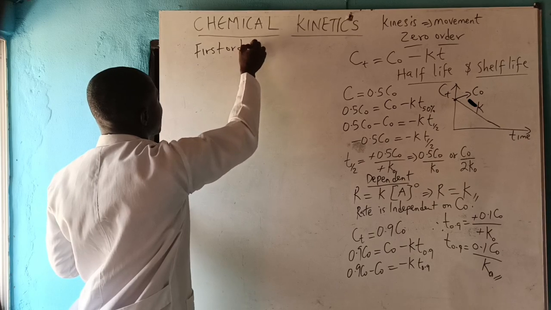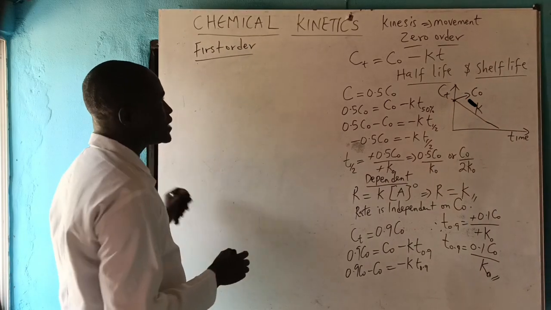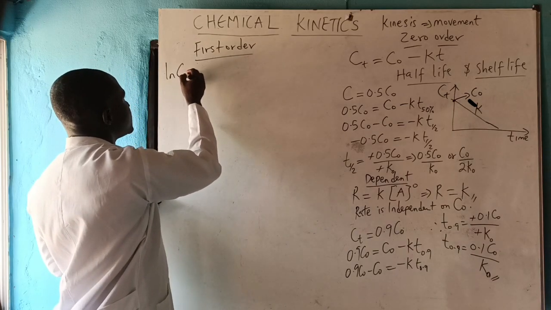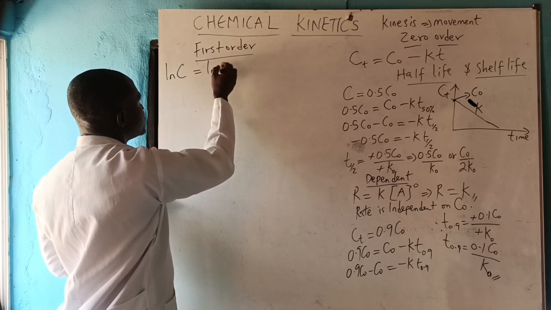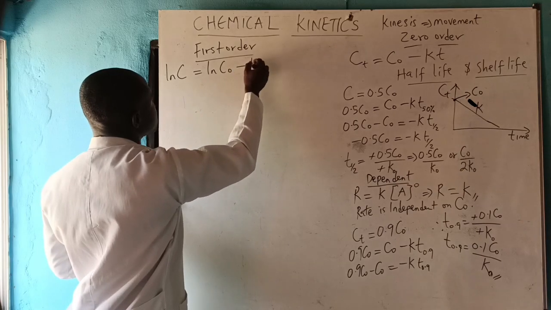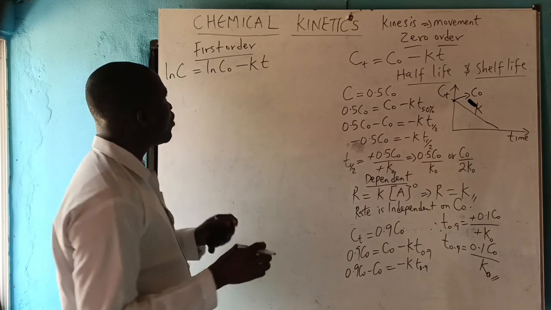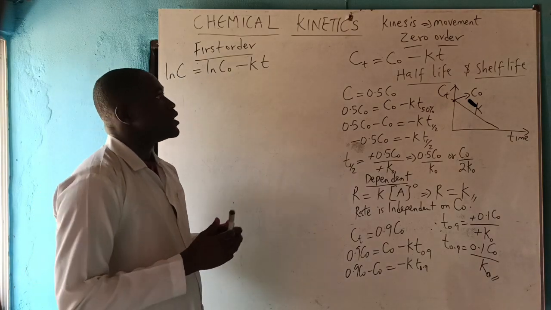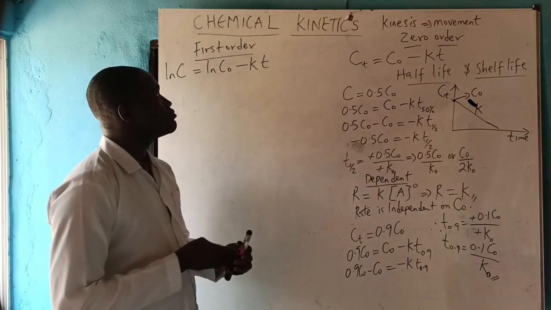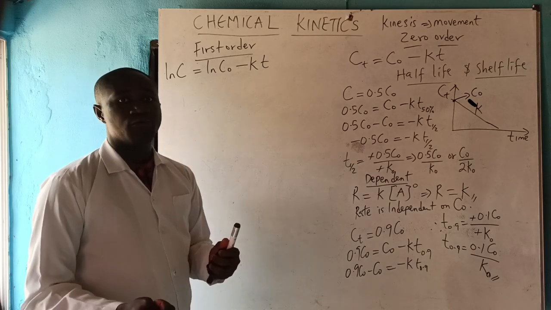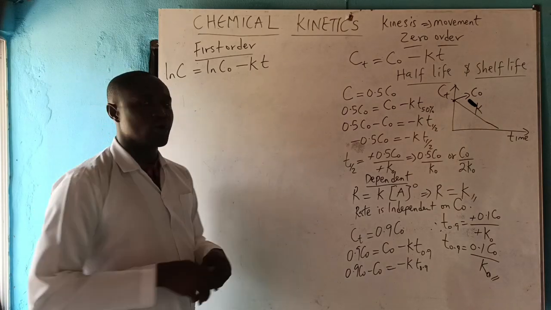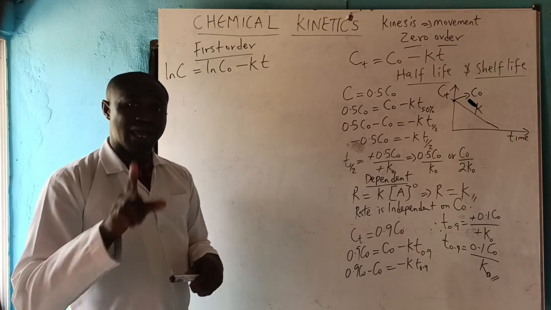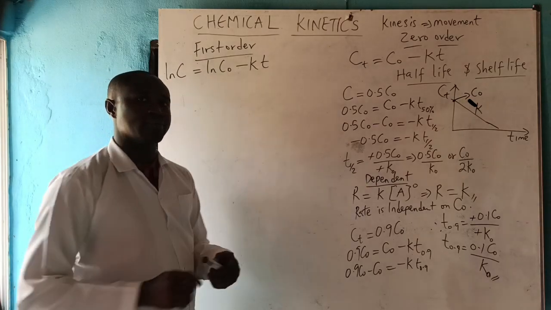Under first order, we say that its equation is ln C equals ln CO minus KT. That is for first order. Let's see some examples of reactions which obey first order. Think of radioactivity. Radioactivity is one of the reactions that obey first order.